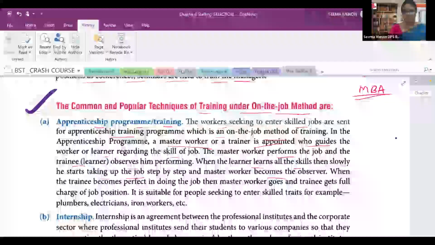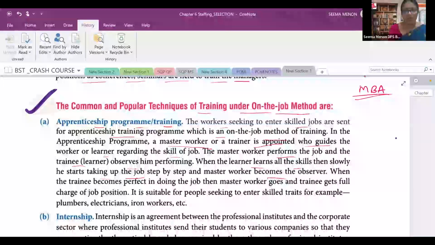आप कैसे काम कर रहे हैं, ठीक है? When the trainee becomes perfect in doing the job within 2 months, 3 months, whatever it may be, the master worker goes and the trainee gets full charge of the job position. They will be totally in charge of their own work. It is suitable for people seeking to enter skilled trades, for example a plumber, electrician, iron worker, etc. For them, it is a must.